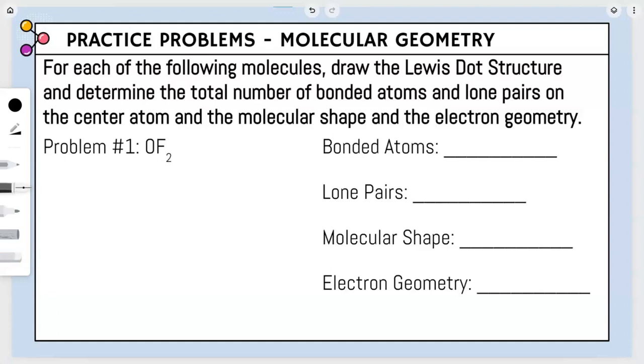First thing we have to do when we do Lewis dot structures is find the total number of valence electrons. Oxygen has 6 valence electrons, and there's only 1 of them. Fluorine has 7 valence electrons, and there are 2 of them, which brings our total number of valence electrons to 20.